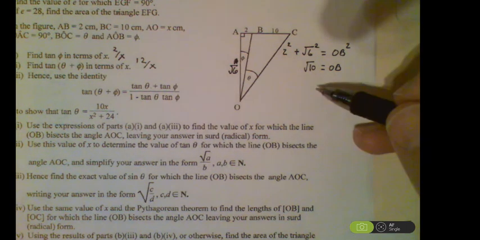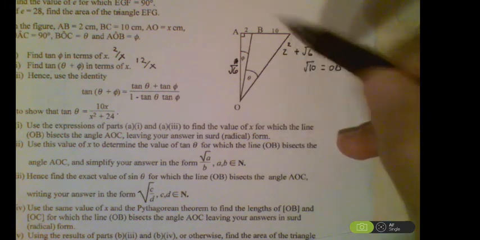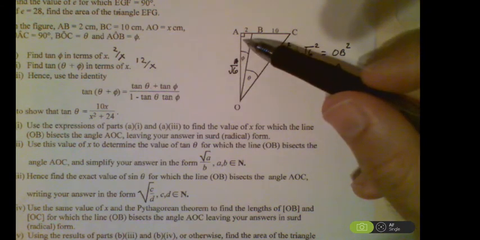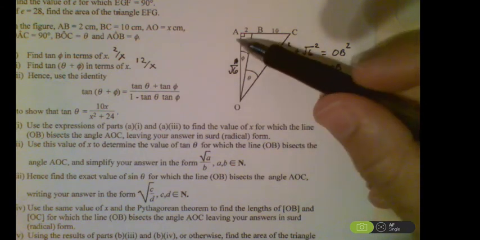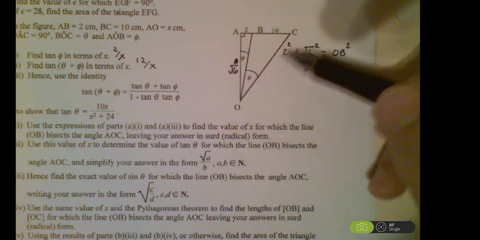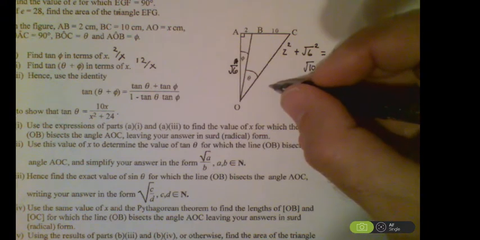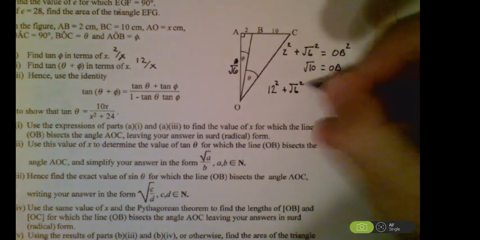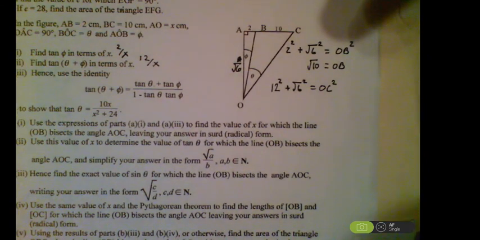And then the other one they wanted us to come up with was OC. So for OC, now you just look at the entire right triangle. Remember, you've got to keep working with the right angle here since you're using Pythagorean theorem. So now we're looking at the triangle as a whole. So this guy would be 12, and then you've still got your root 6, and now we can find the hypotenuse, which is OC. So now if I do my a squared, which would be 12, plus b squared equals c squared. So that would be our other setup to come up with OC using that.